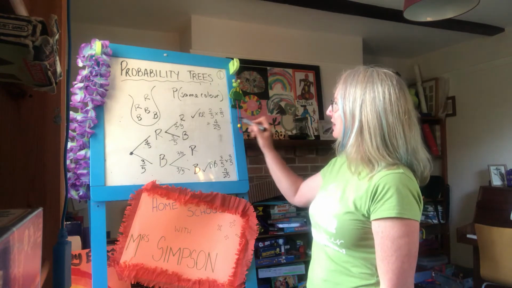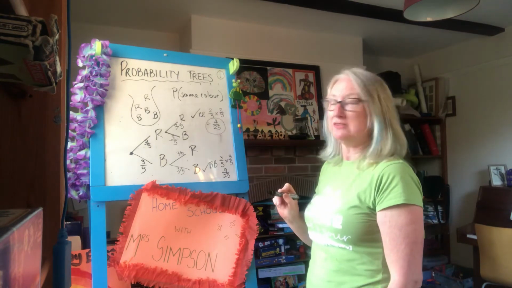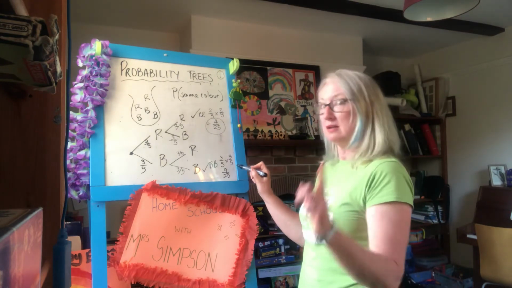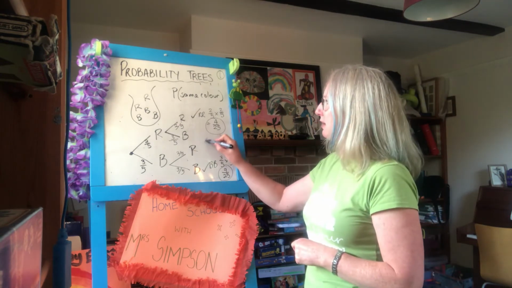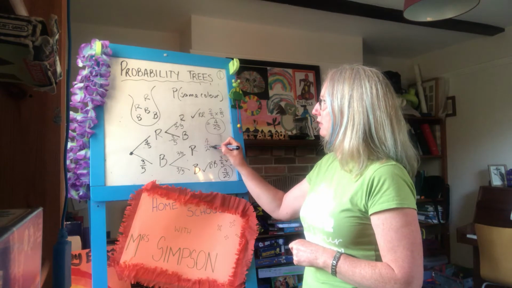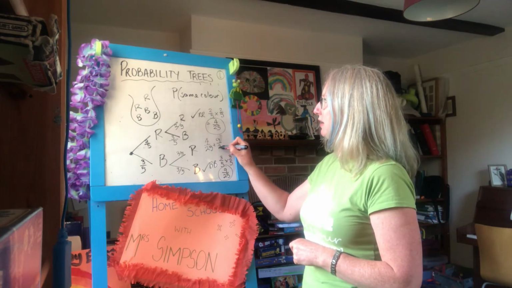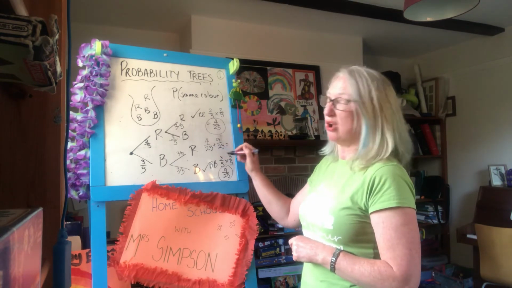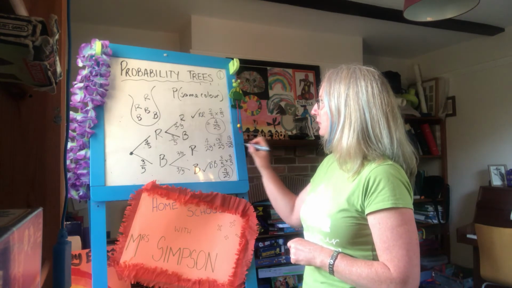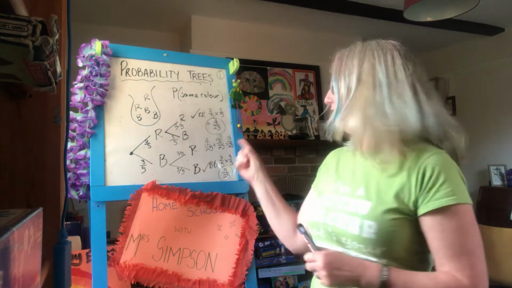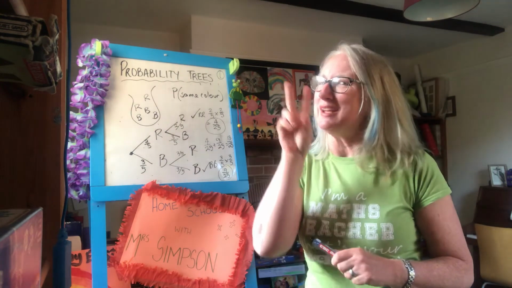So the chance of getting 4 out of 25, or, plus 9 out of 25, would be 4 out of 25 plus 9 out of 25. We've already got a common denominator, so it's 13 out of 25, which is a lovely little fraction with a prime number on top, so we can't cancel it down.